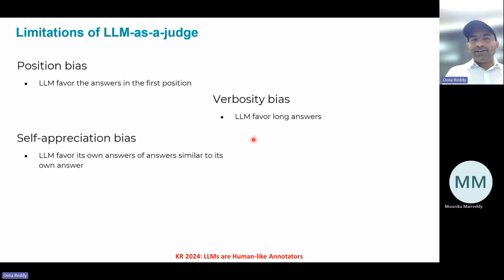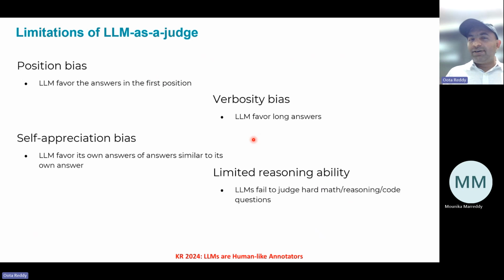So, self-appreciation bias. Sometimes if the generated answer is pretty similar to what that model also generated, the LLM favors answers similar to its own answer. It's like self-appreciation: it always appreciates its own answers compared to other models' answers. Then there's limited reasoning ability. Some LLMs find it hard to judge complex math, reasoning, or code questions.